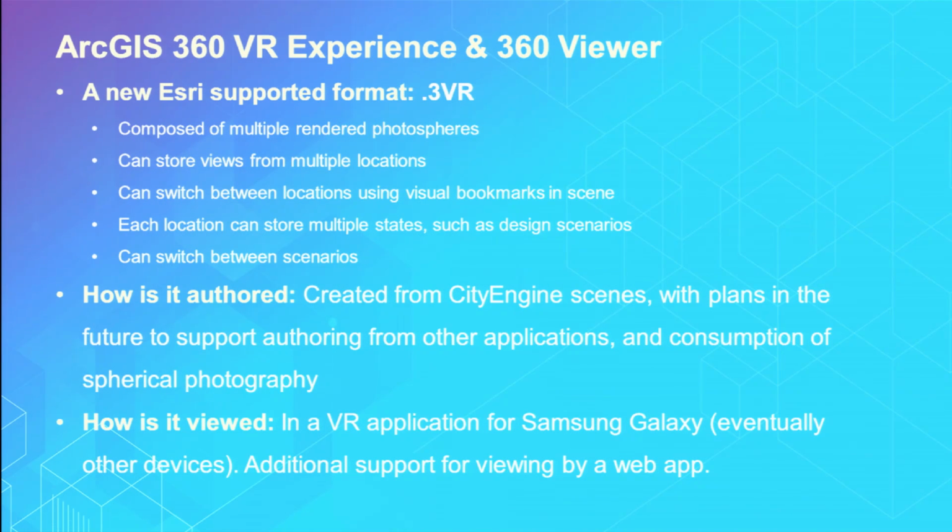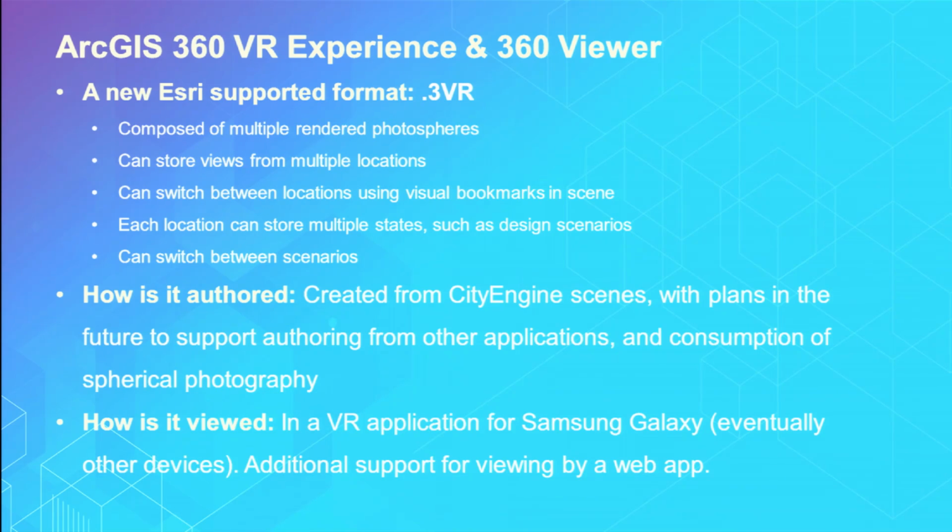Okay, so what is it? We have the 360 VR experience and the 360 VR viewer. It's a new format, 3VR. It's composed of multiple rendered photospheres. So we're taking photosphere renderings at different observer locations. We manage all those locations. We create the observer points in the scene. You can switch between them with that visual bookmarking. There's also a picker on the bottom that allows you to pick a starting point. Each location can store multiple states, like design scenarios, and you can switch between those scenarios.